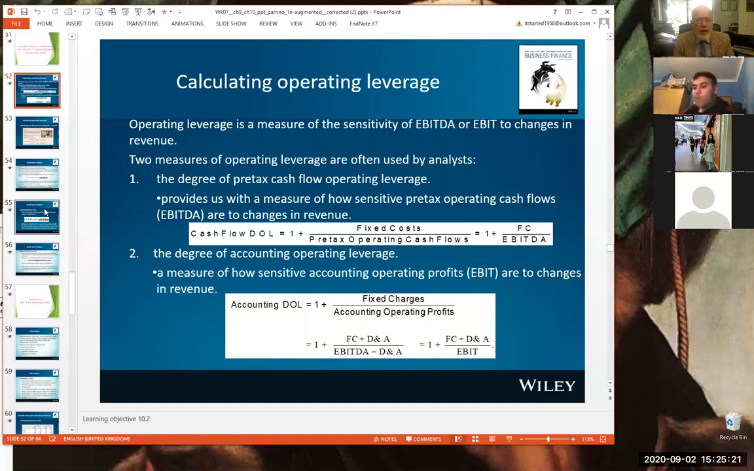But the operating leverage is a ratio that you work out that enables you to look at the multiplying factor, if you like, of every marginal dollar of revenue, depending on your balance of fixed costs versus your pre-tax, your EBITDA.